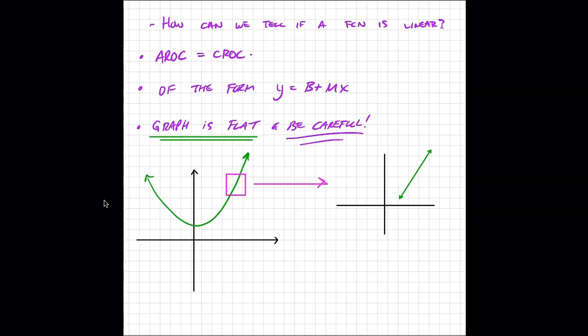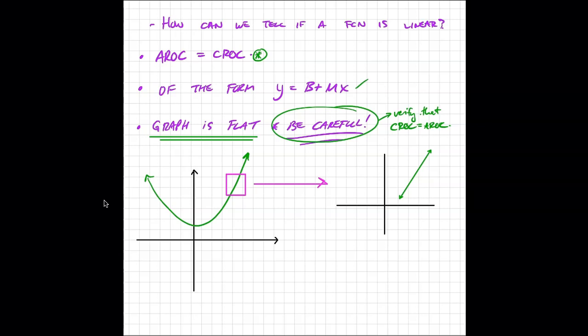So we know that the graph should be flat, but we need to be very, very careful about that. We need to probably verify with another method that the constant rate of change is the average rate of change. Okay, so you can look between multiple points to double check that that's the case, or you can look and see algebraically if it's equivalent to b plus mx. But again, we're going to work more on that later.